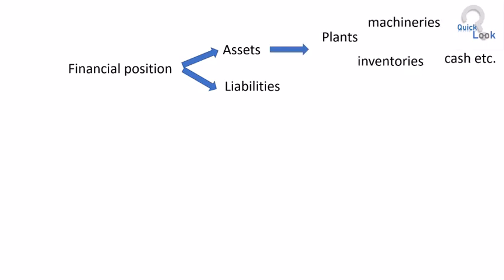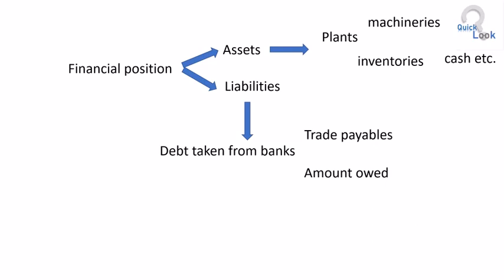To know about the financial position of the company or its capability to carry out its operations, we look at the assets and liabilities of the company. While its plants, machineries, inventories, cash, etc. constitute the assets, the debt taken from banks or trade payables form the liabilities. The statement of financial position is what we call the balance sheet.